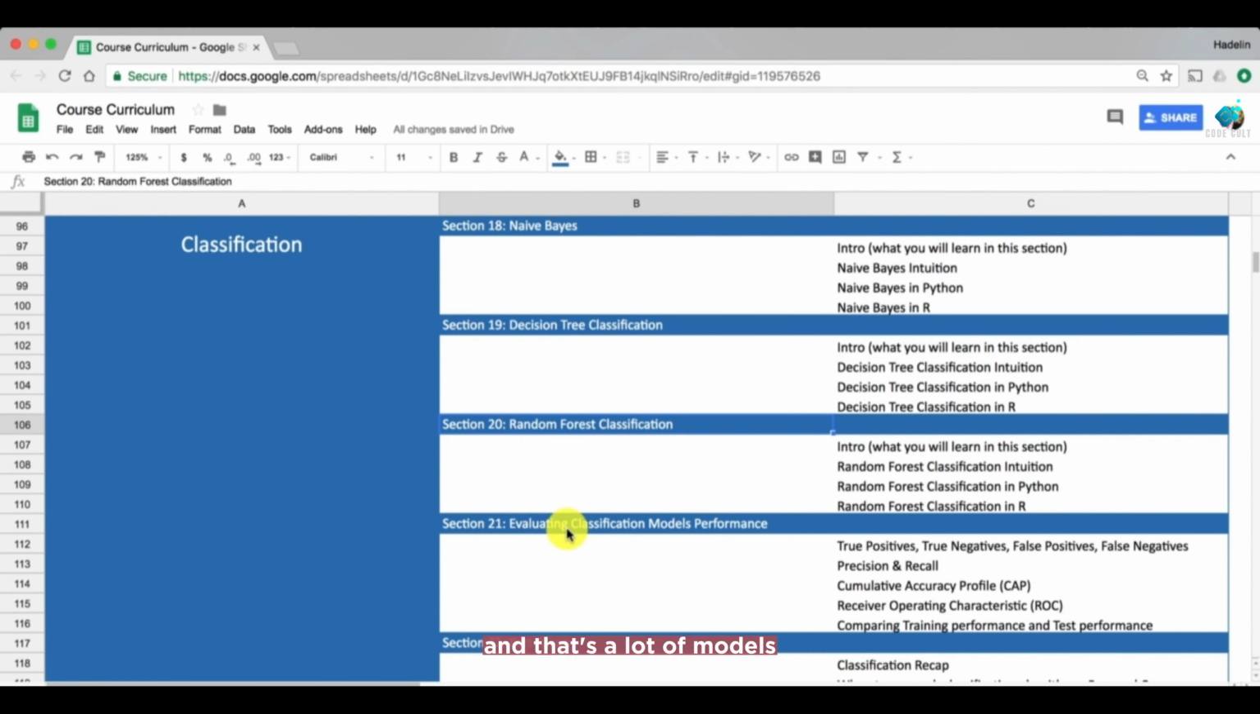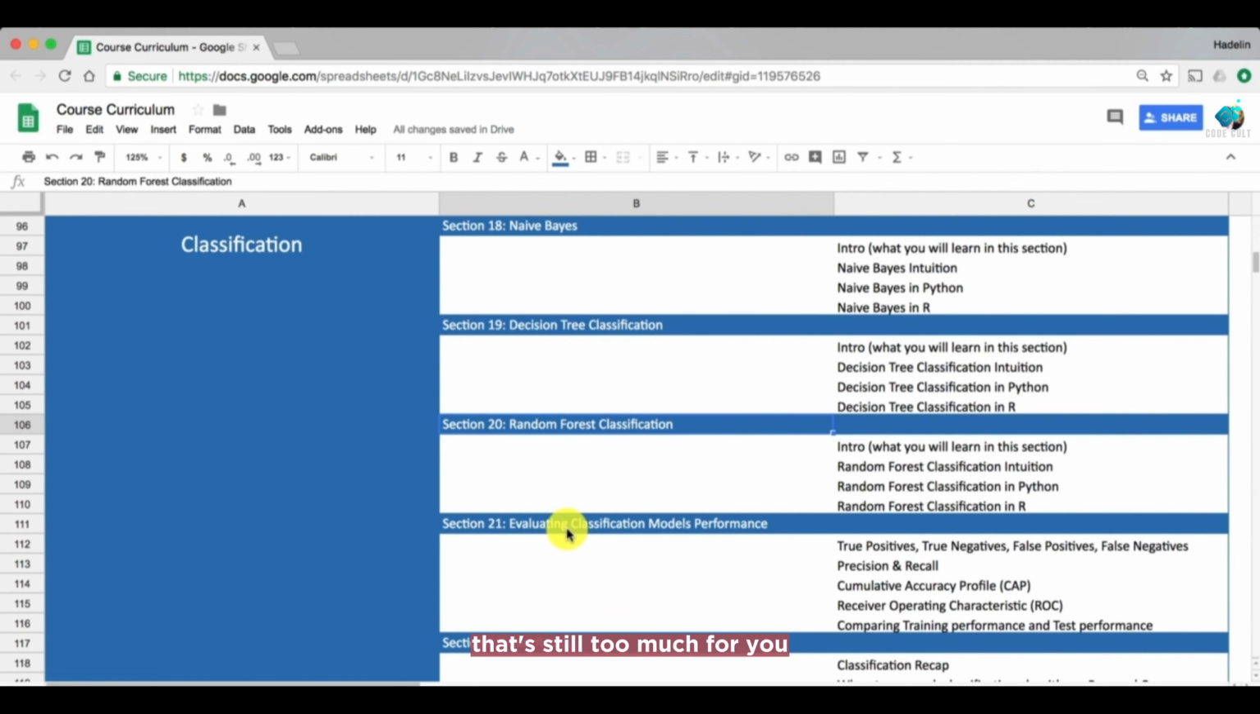And that's a lot of models, but no worries, this is because all the data science problems don't have the same best model to solve them, and that's why we give you several machine learning models and we explain in which situation you should use one or the other.